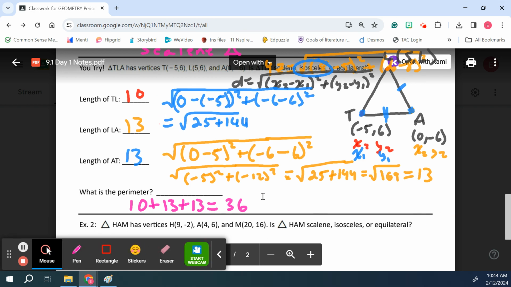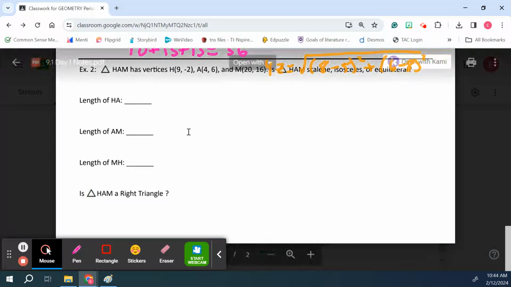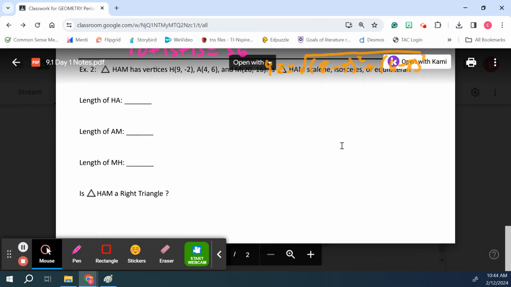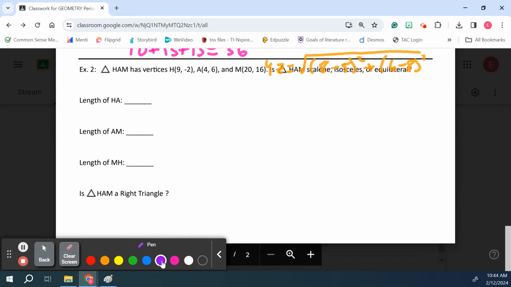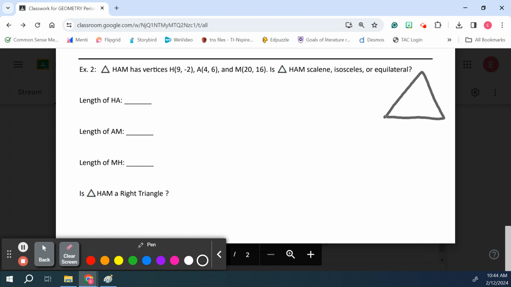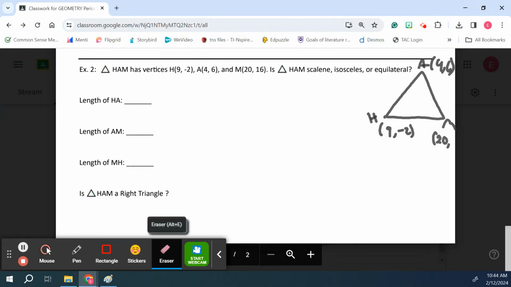All right, let's take a look at example 2. Now, we've got some big numbers here, but the first thing we're going to do is find the distances of each of these. Nothing's really changing. Just for context, I am going to draw a triangle. Again, we call it HAM. And it looks like H is (9, -2), A is (4, 6), and M is (20, 16). I'm going to scoot that over a little bit.